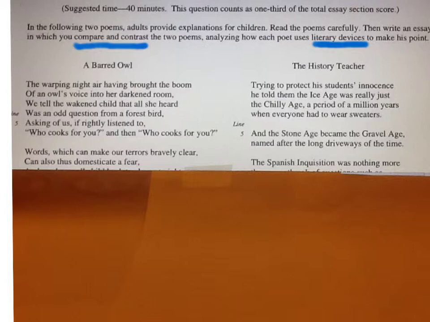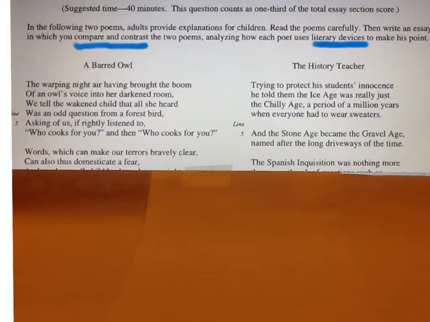So keep a wide open mind, think about imagery, think about tone, look for shifts, and especially as you're reading, think about how is this one, poem 1, different from poem 2. And certainly when you're writing your essay, you do not have to use the Barred Owl title and the history teacher title every time, only the first time. After that, you may call them poem 1 and poem 2 just for the sake of writing as quickly as possible.